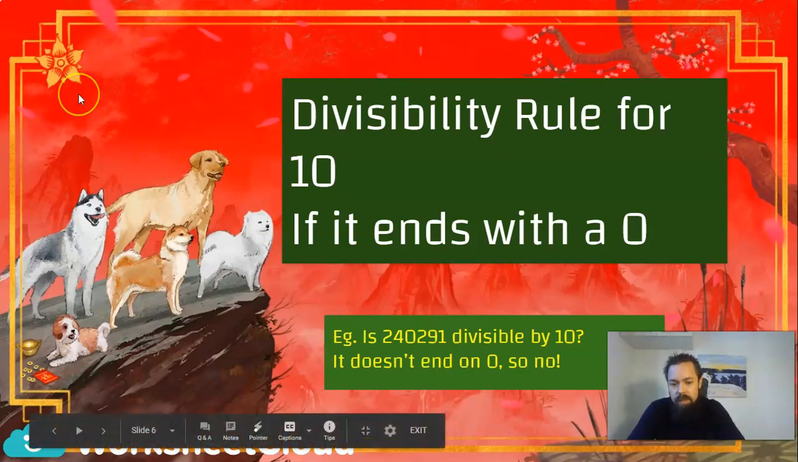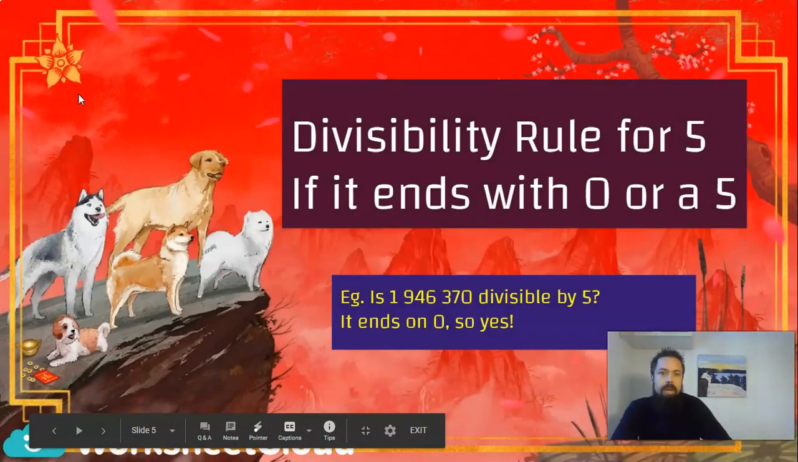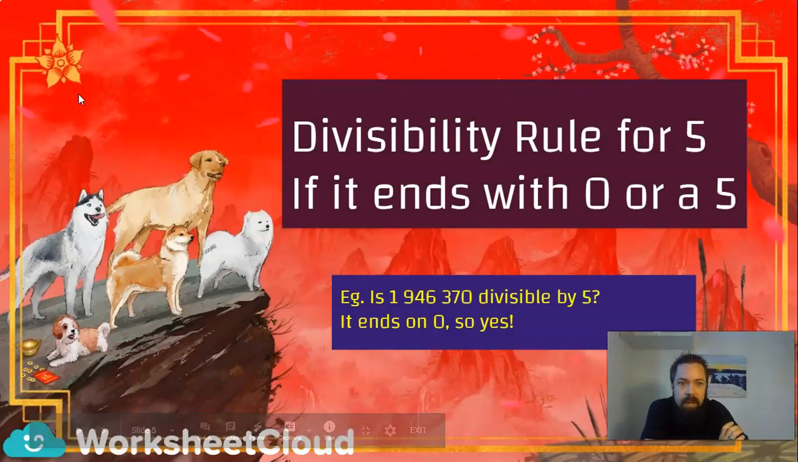Oh, I think I jumped an extra. Yeah, there we go. Divisibility rule for 5. Again, we're only looking at the last digit. We just need to check if it ends on a 0 or a 5. And if it does, then the whole number is divisible.